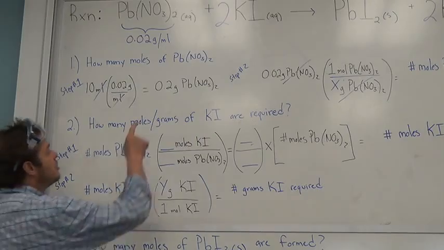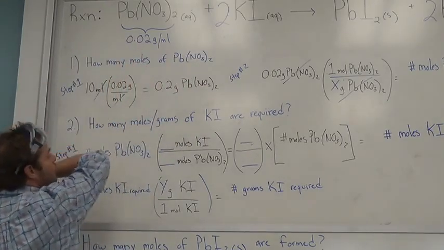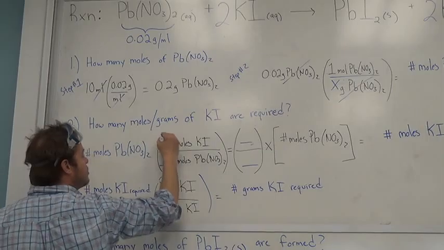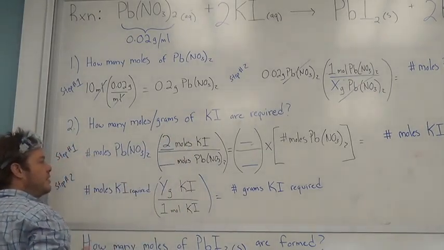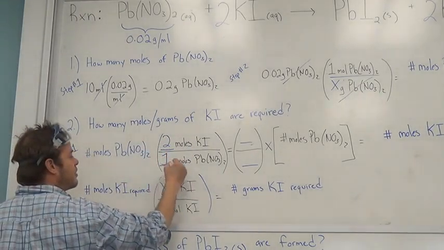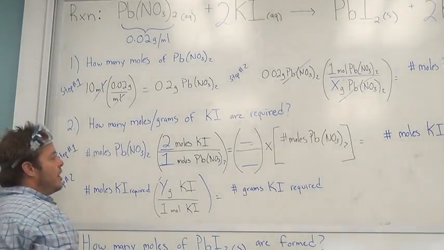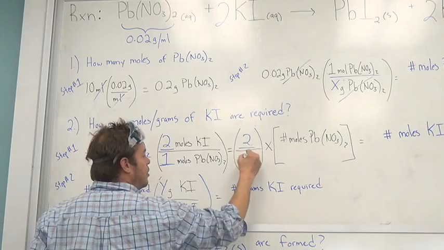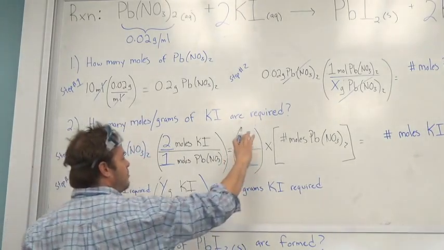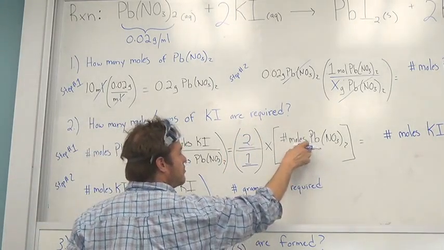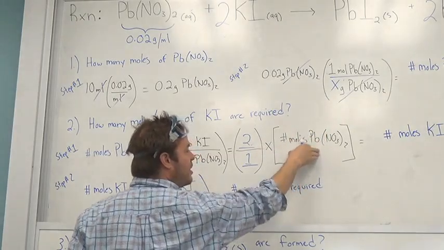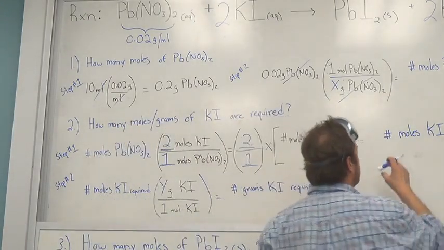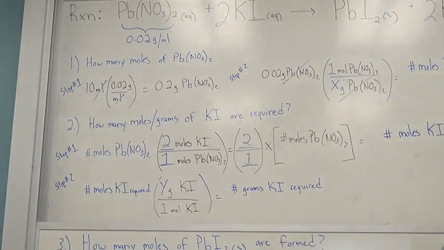So there's 2 KI required for every 1 lead nitrate. So we can just put a 2 right there where I had the blank. 2 KI for every 1 lead nitrate. And then what that means is that all we really have to do is multiply by a factor of 2 whatever the number of moles of lead nitrate were that we had up there. And that new number is going to be the total number of moles of potassium iodide required.